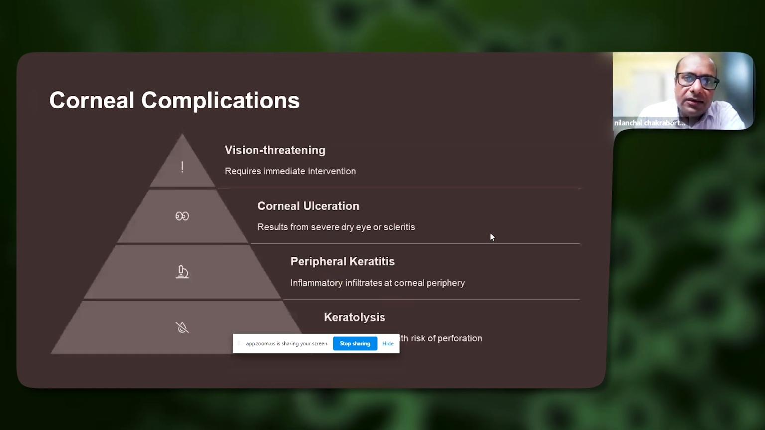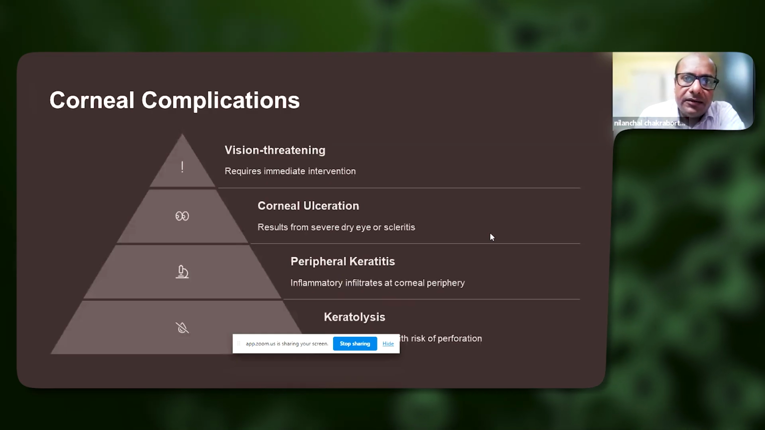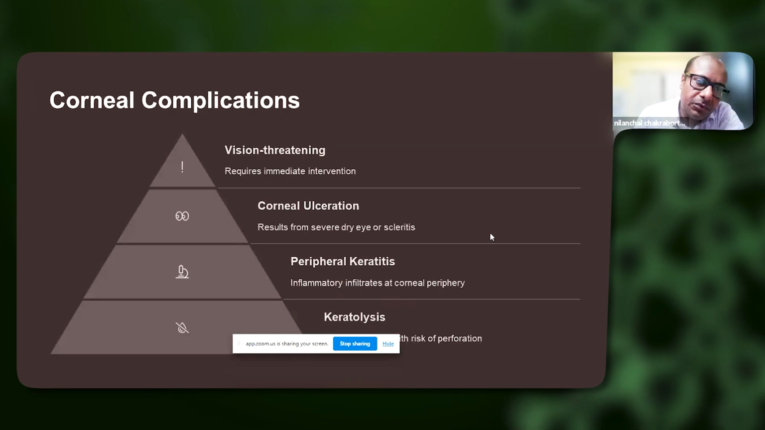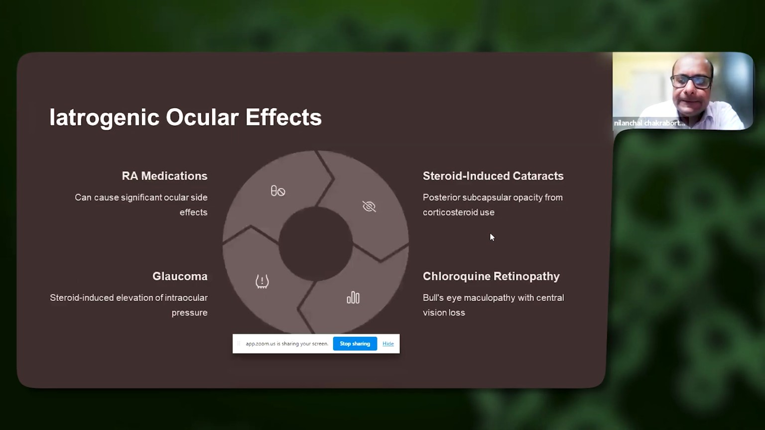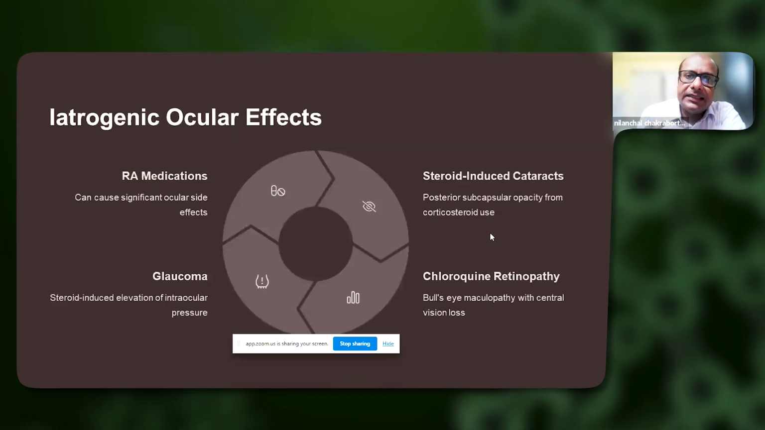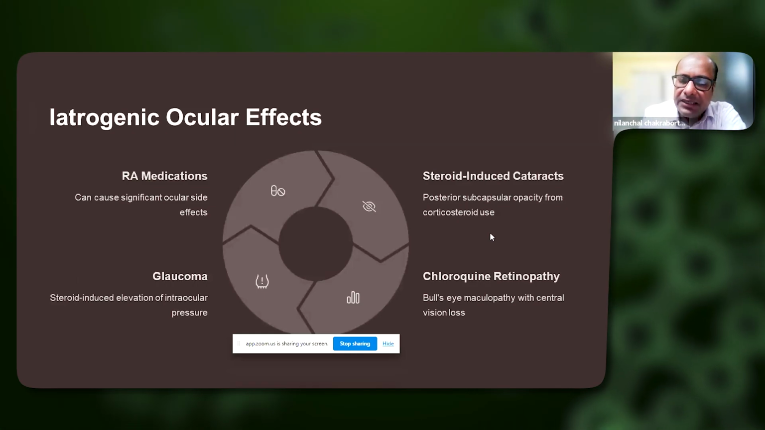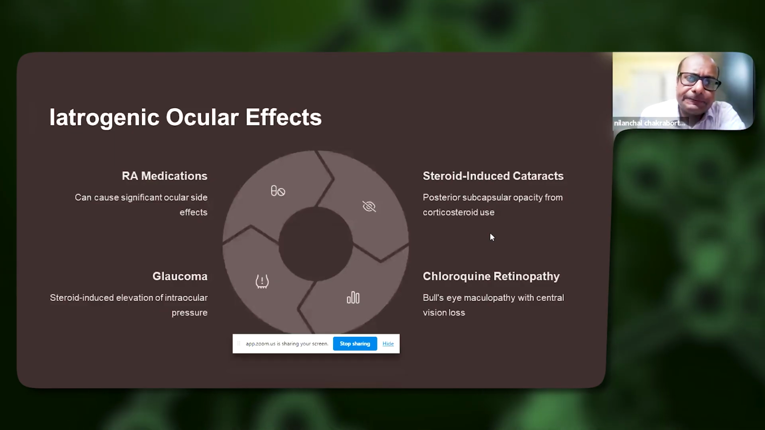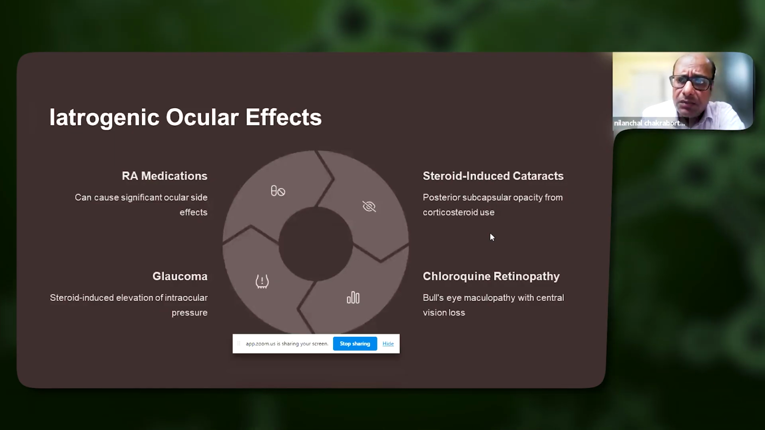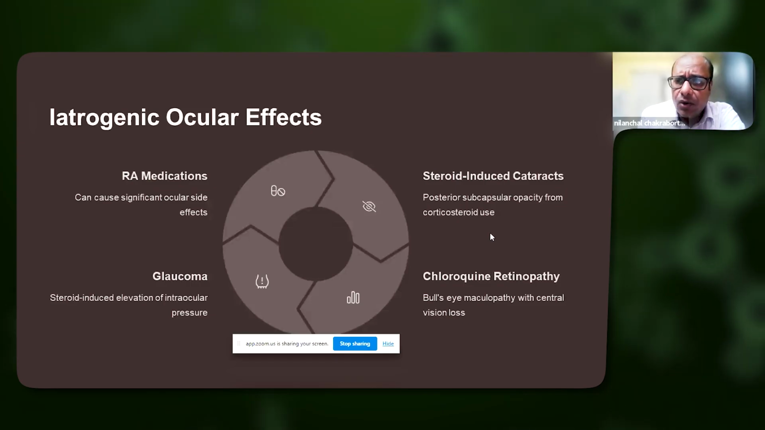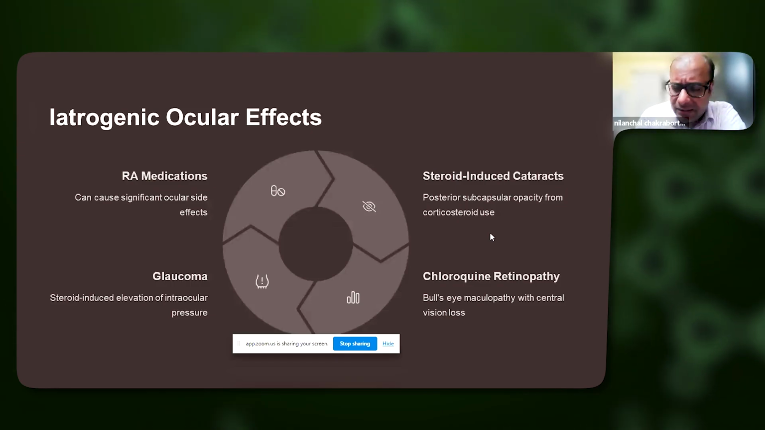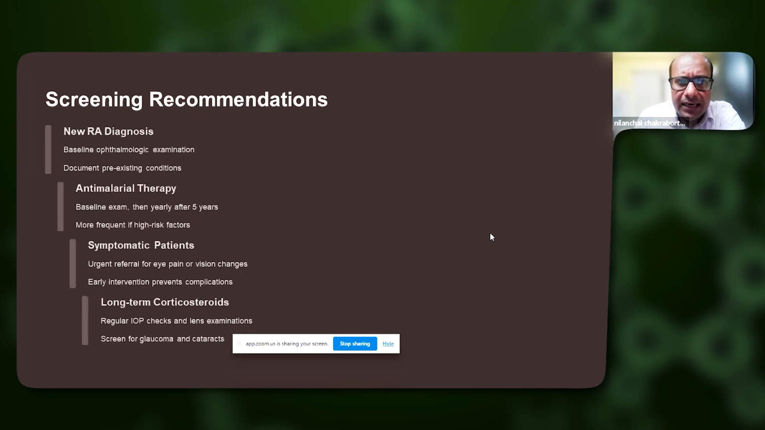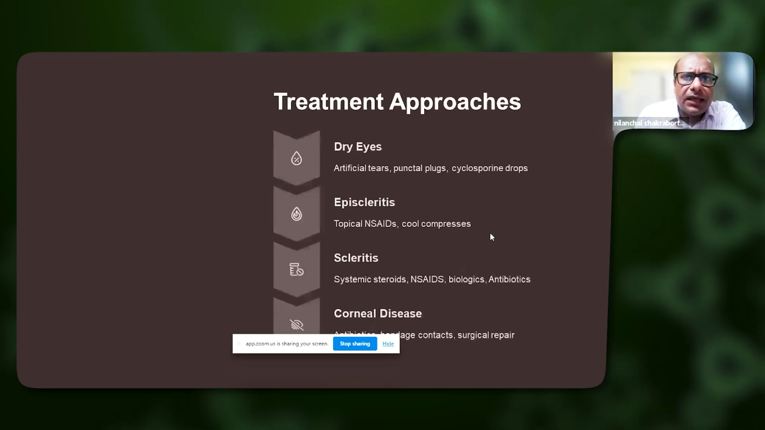Corneal complications also can happen, like corneal ulceration and peripheral keratitis, where, of course, the ophthalmological referral is urgent. Other than that, the medications which have been used for rheumatoid arthritis can also cause side effects like steroid-induced glaucoma, steroid-induced cataract, chloroquine-induced retinopathy, etc. So those also have to be taken into account.